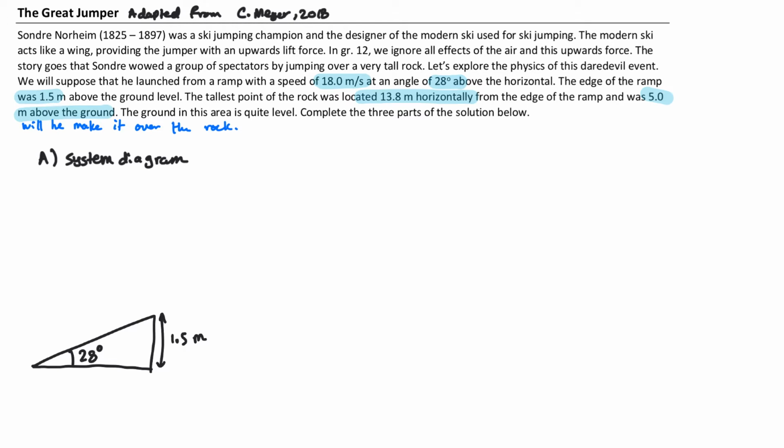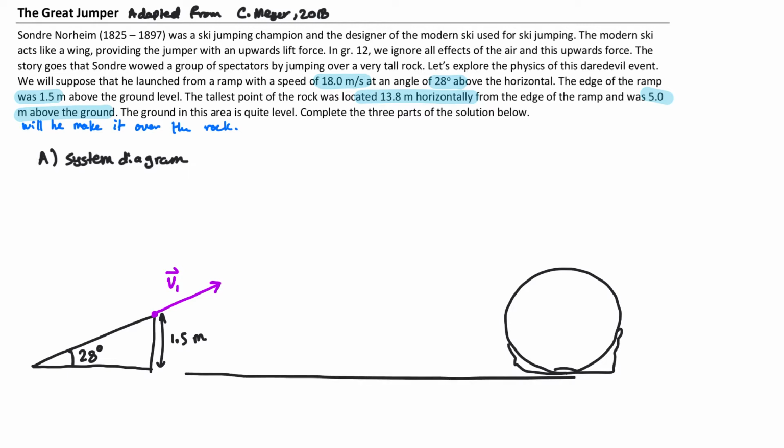And we get the jump, so the jump is going to be starting in this direction. Velocity of this is 18 meters per second, so the magnitude here is 18. I'm just going to write V1. So that's the initial velocity. And the rock is going to be somewhere here, so I'll draw the rock. It's probably a rock, something like this. And this is quite level, so we'll have it like that. The height of this one is going to be 5 meters.